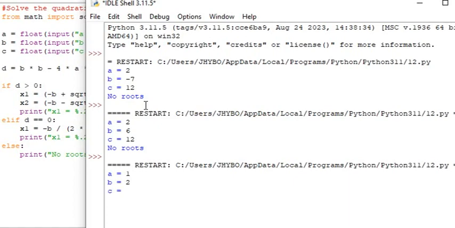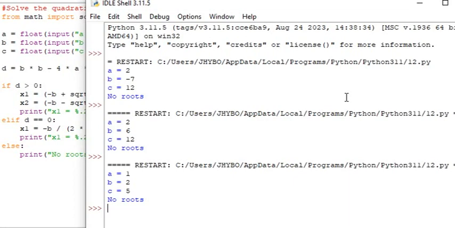B is 2, and c is 3. It also has no roots. I'm looking for an equation that we can enter that will have roots.